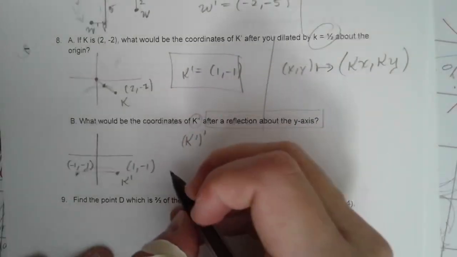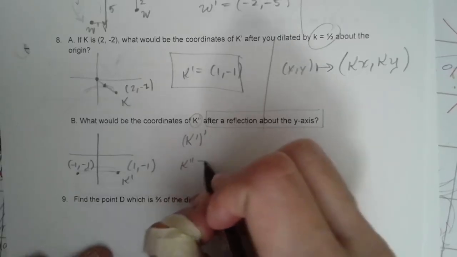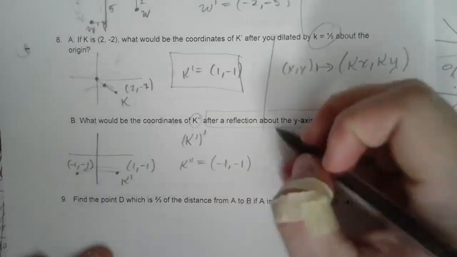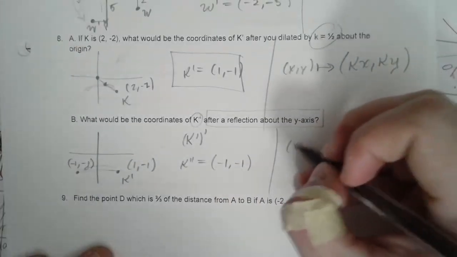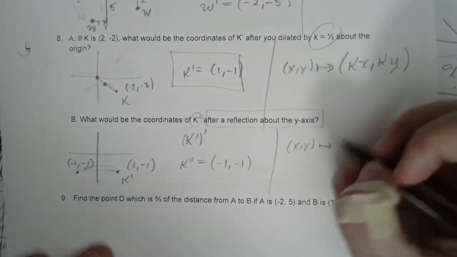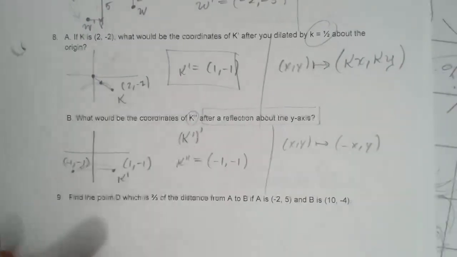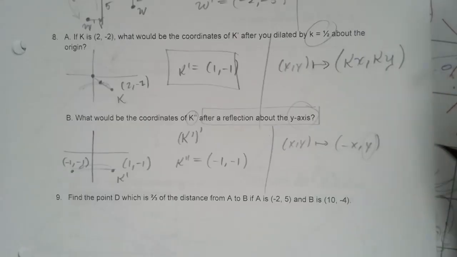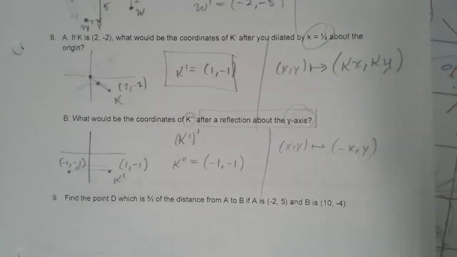So what we'll say here is k double prime, of course, is equal to the new point, negative 1, negative 1. The rule for flipping over the y-axis is xy maps to negative xy. Alrighty? The y, if you're flipping over the y-axis, then the y stays the same. The x is what's changing. All right? So we'll turn the page.